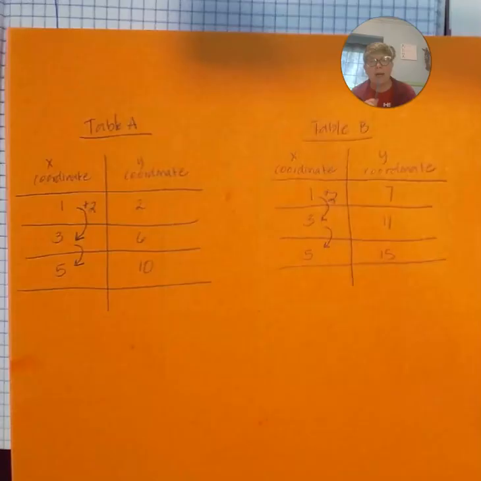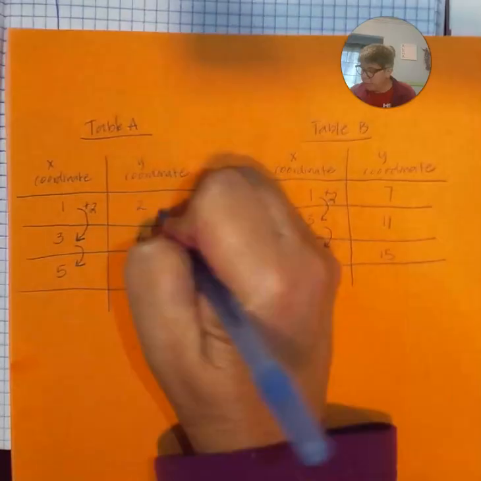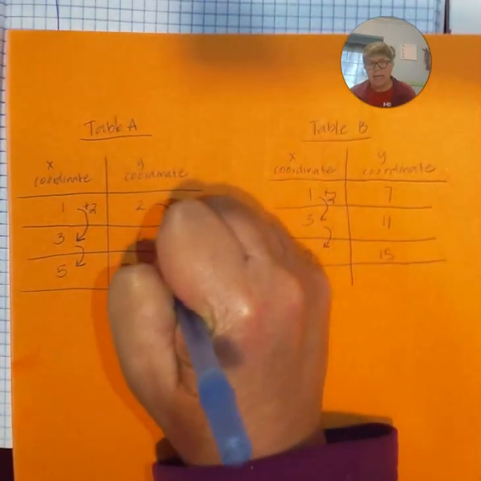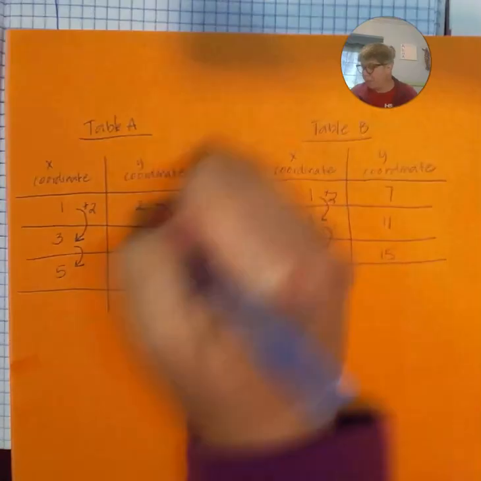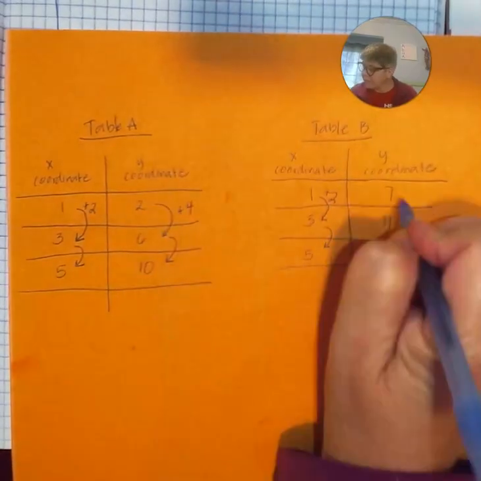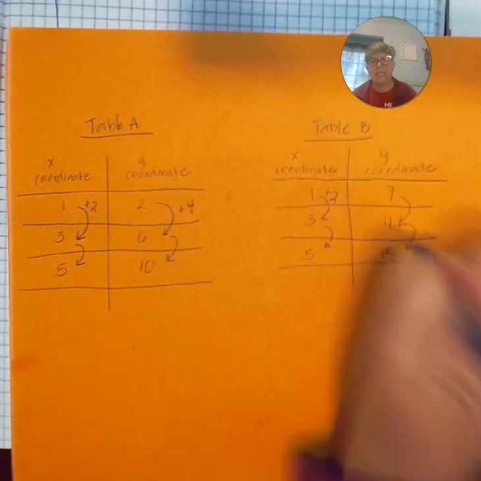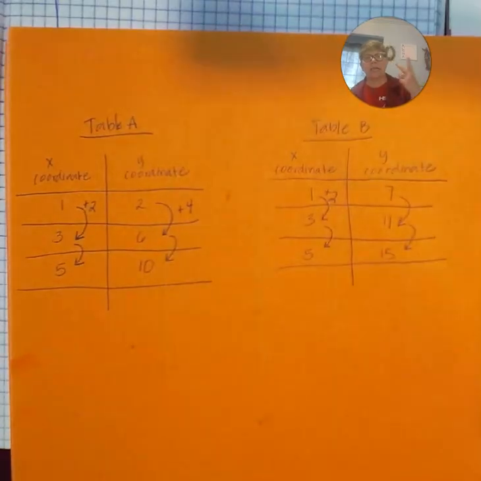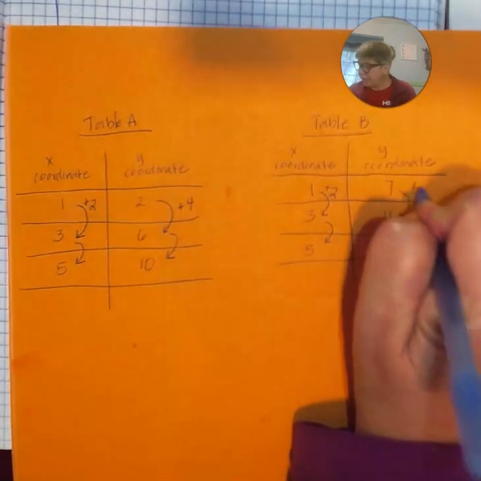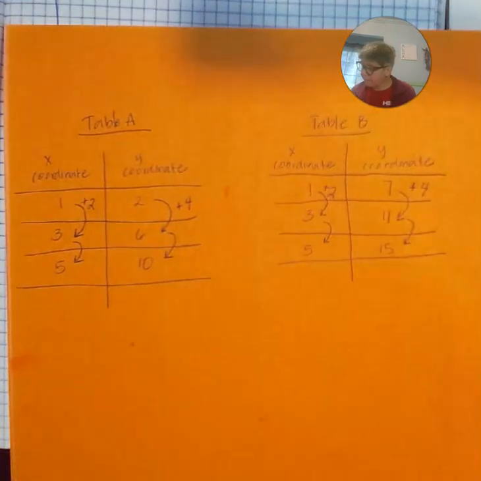What is the rule for the y coordinate in table A and table B? Okay, table A, going from 2 to 6 and 6 to 10, we are adding 4. And going from 7 to 11 and 11 to 15, counting up 7, 8, 9, 10, 11, adding 4, 11, 12, 13, 14, 15, adding 4. So adding 4 in both of those, right? Okay, so both of our tables are using the same patterns for the x and the y axis.